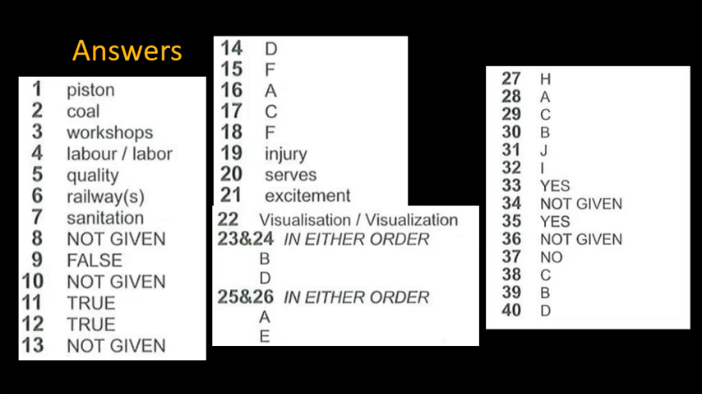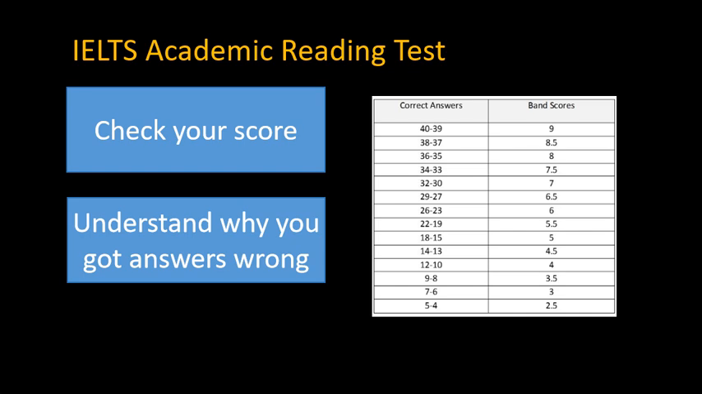Right, here are all of the answers. So if you've been trying this test along at home, you can check your answers here. Pause the video now if you want to mark your paper, if we haven't already. And then you can check your score and see what band score you would have achieved. So for example, if you had 27 correct answers out of 40, you would then equate that to a band score 6. Oh no, 27 is 6.5.